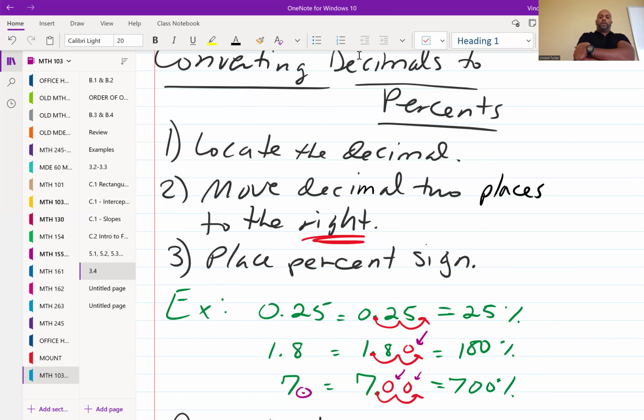All right, so here we have a couple examples of how to do that. If we have 0.25, we want to convert it to a percentage. Take the decimal, move it 2 places to the right, and that will be 25%. If I have 1.8, once again, take the decimal, move it 2 places to the right. Notice there was only one number to the right of that decimal, so we use a 0 as a placeholder, and that would be 180%.